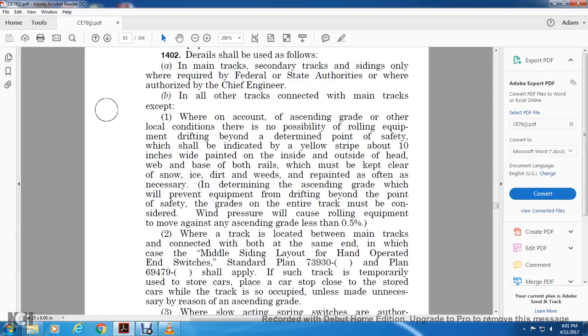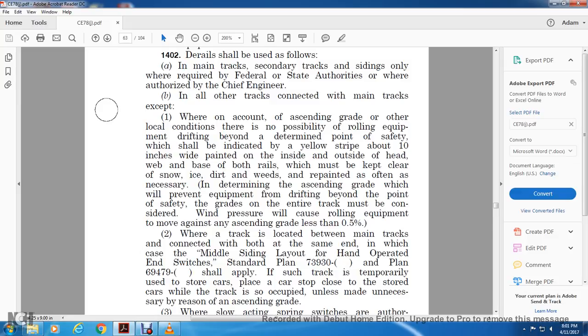The grades of the entire track must be considered. Wind pressure will cause rolling equipment to move against an ascending grade of less than 0.5%. When a track is located between main tracks connected with both at the same end, of which is a case for the middle siding layout of the hand-operated end switches, standard plan 7390.